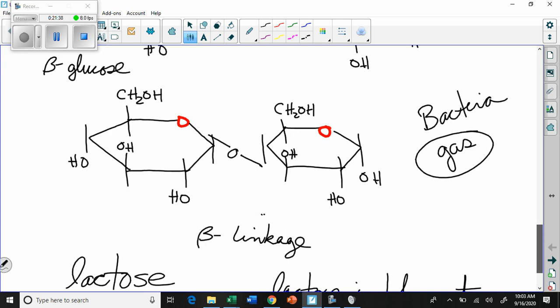But another person who has the genes to make this enzyme, their bacteria aren't getting this lactose in the intestine. It's already broken down into its monomers, and so there's less problem with gas building up. So lactose intolerance is because of the alpha and beta linkage that can happen between two glucose molecules. An alpha and an alpha, everybody can digest that. But an alpha and a beta, only some people can digest that.